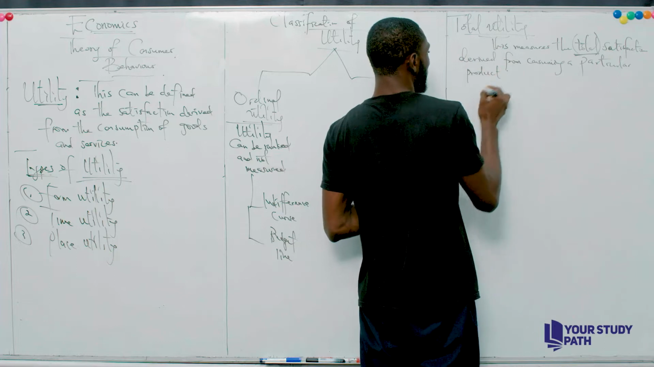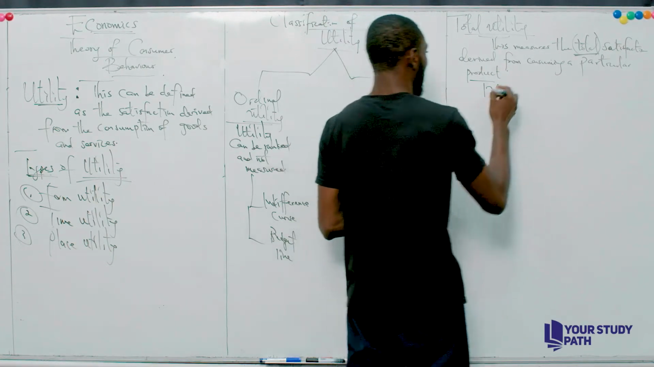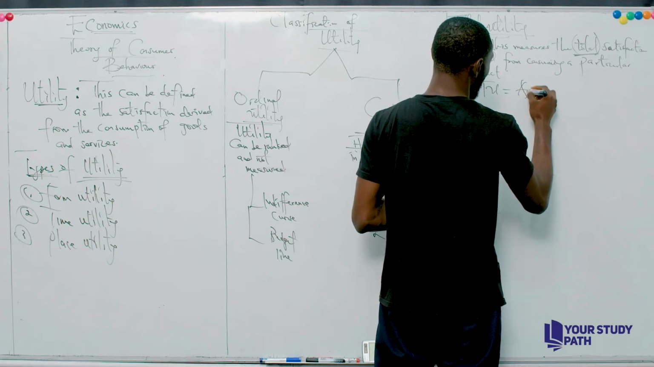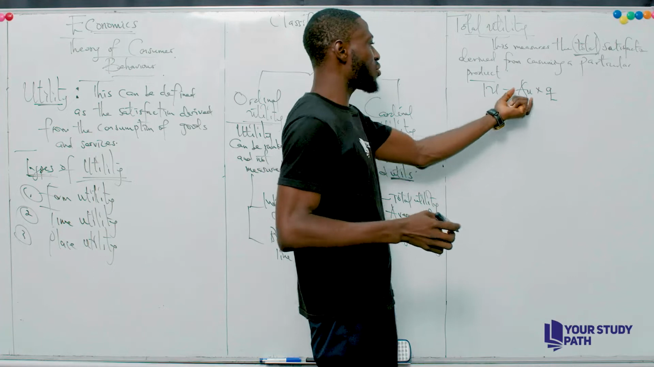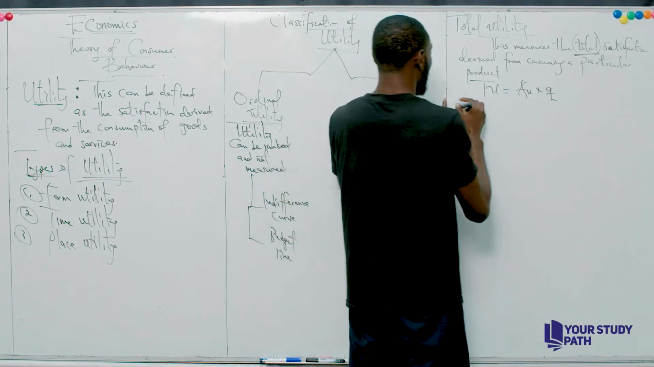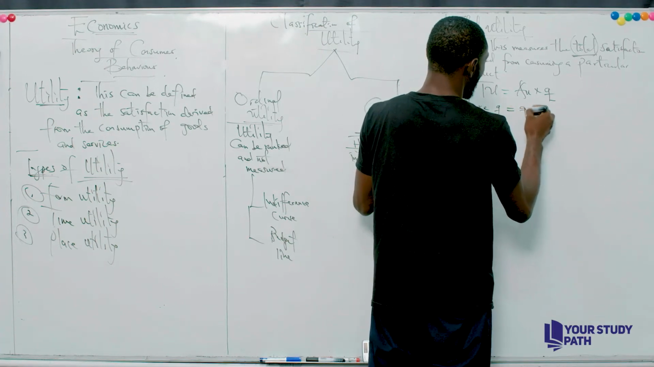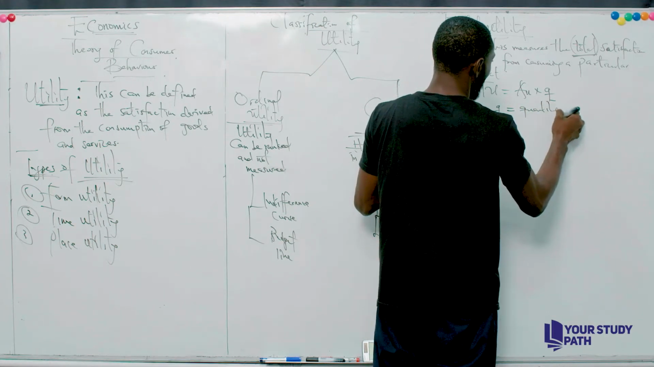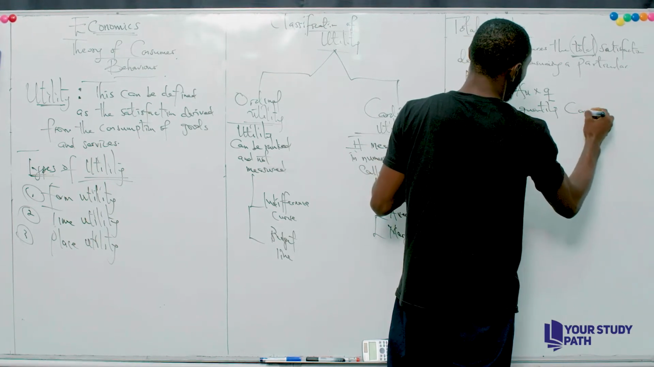Total utility, we can represent it as TU. So we have TU equals AU multiplied by Q. Therefore, AU here means average utility and Q means quantity. So we can just put it here where Q equals quantity, or we can just say quantity consumed.